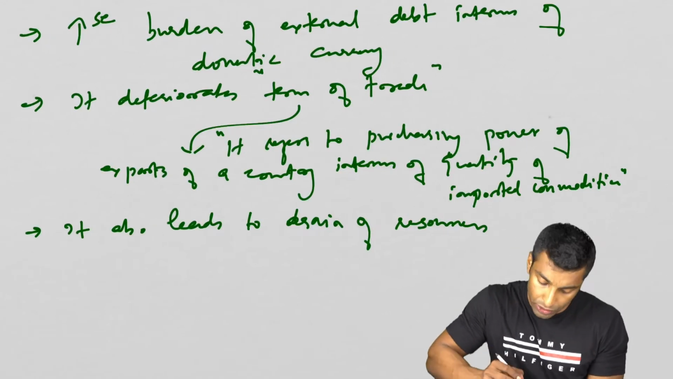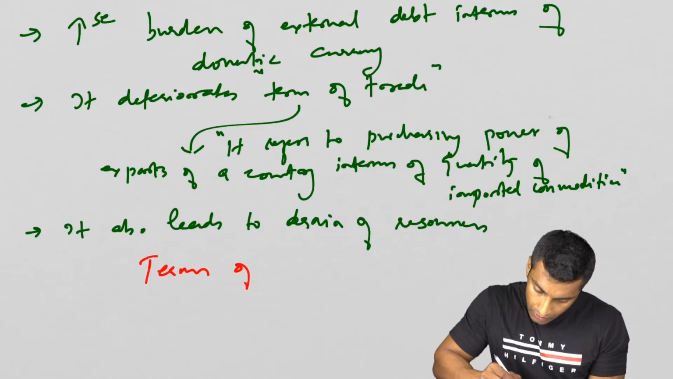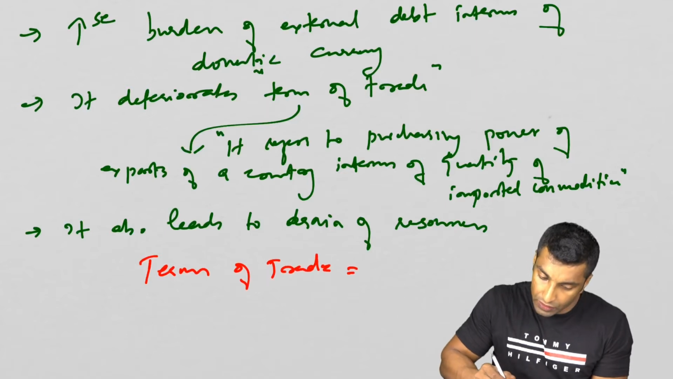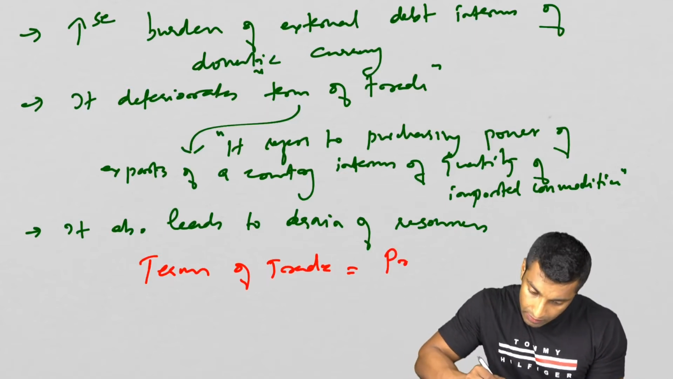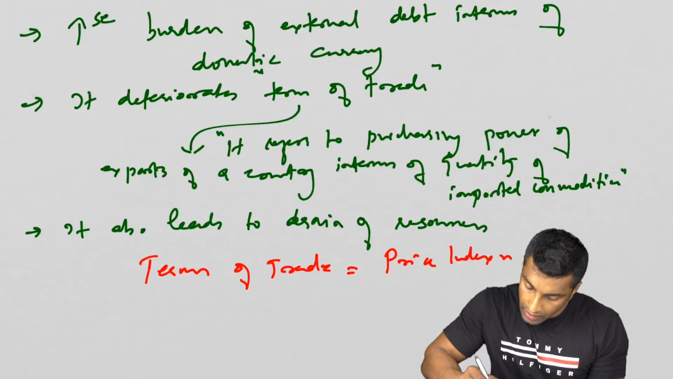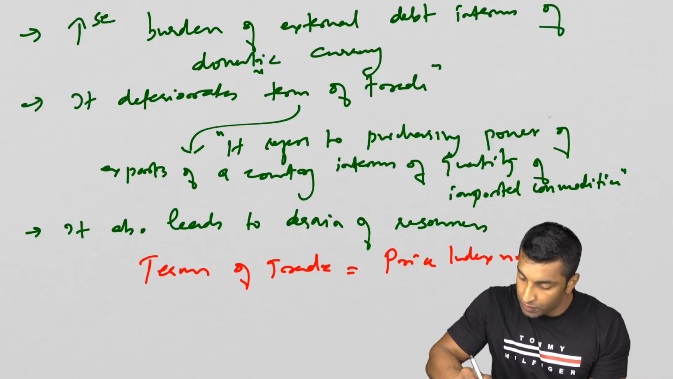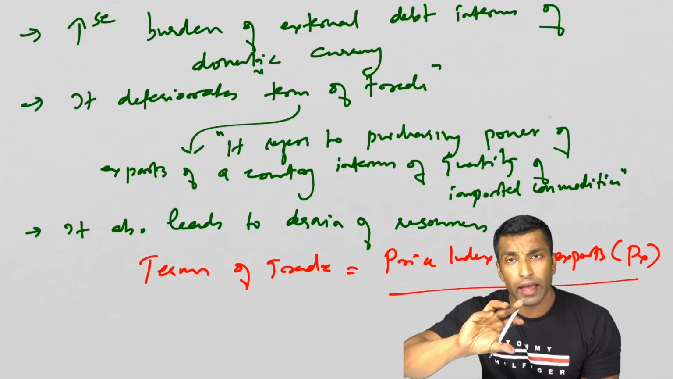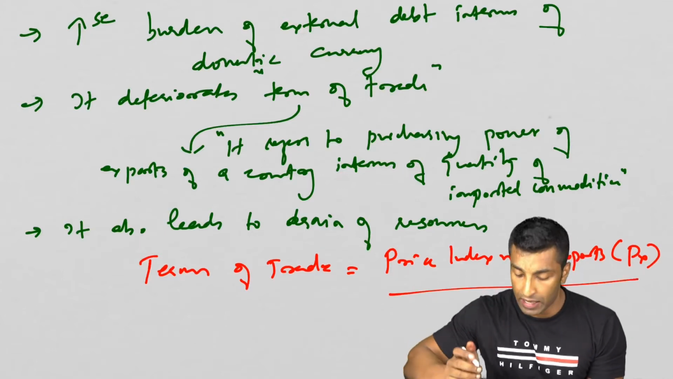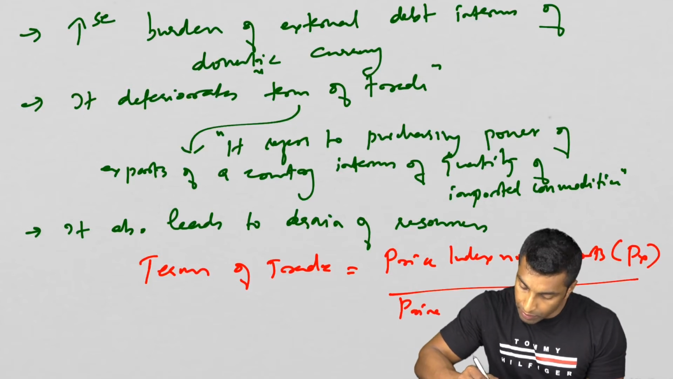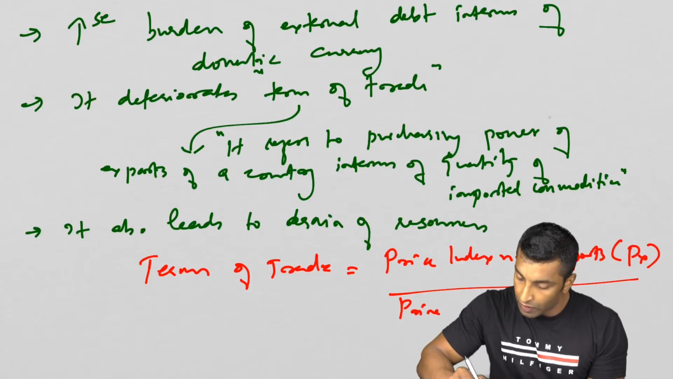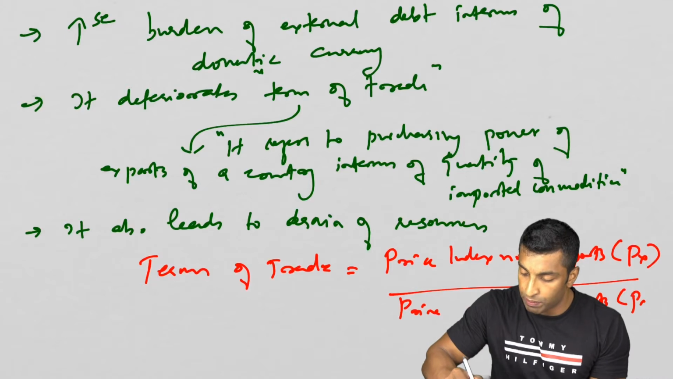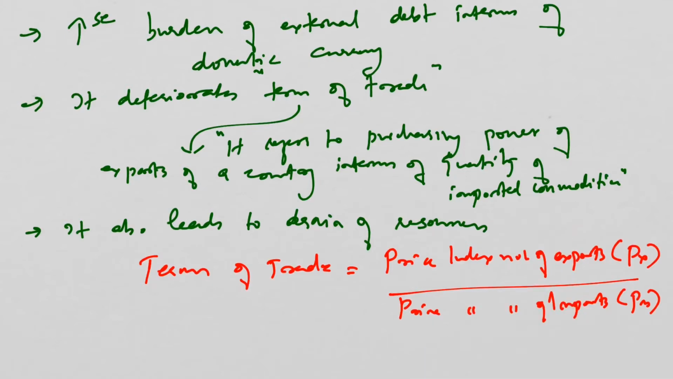Terms of trade, if you remember, we have actually discussed this. I have given you the equation also. You can refer to the previous video. The price index number of exports, we have marked it as PX. X is export, P is the price, and divided by price index number of imports, we marked it as PM. M was the import.